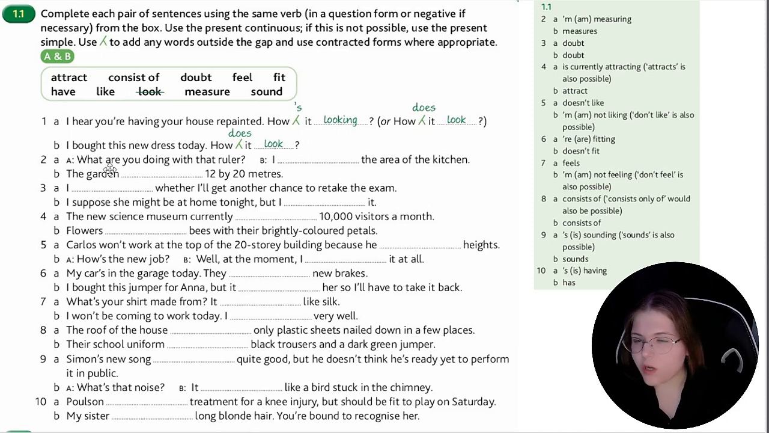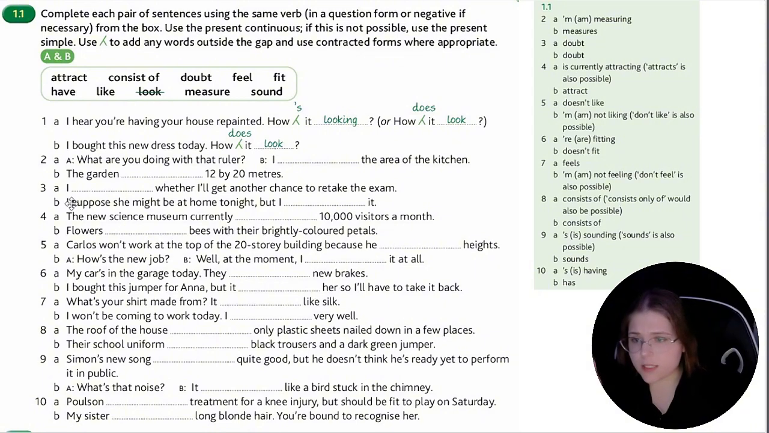Okay. What are you doing with that ruler? I am measuring the area of the kitchen. I am doing this right now. The garden measures 12 by 20 meters. What about talking about the garden? It is not right now. It is the fact that the size of the garden is 12 by 20. I can't use it in progress. It is just a fact.